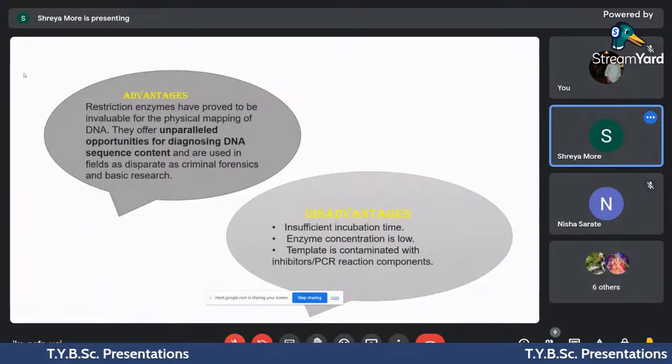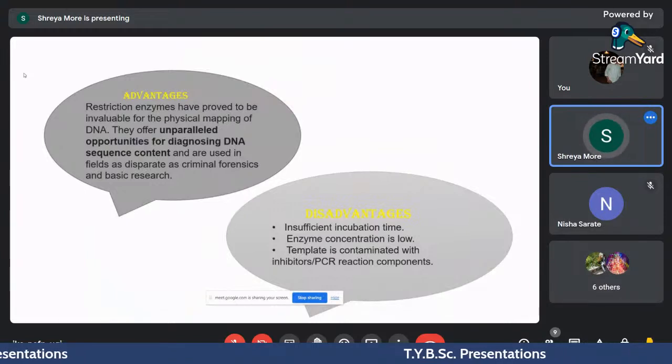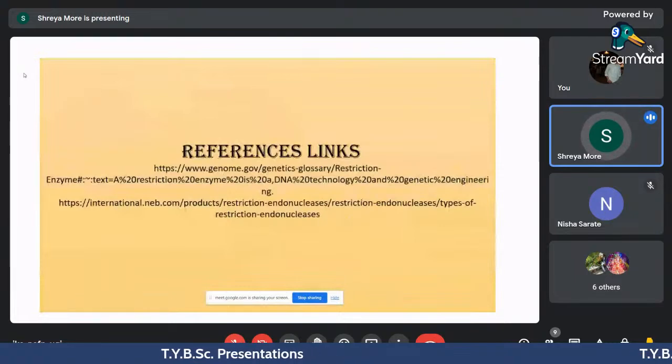The disadvantages are time, and the enzyme concentration is low. So these are the reference links.